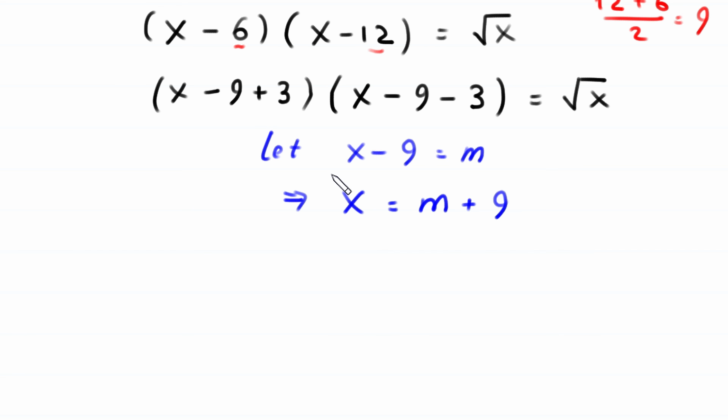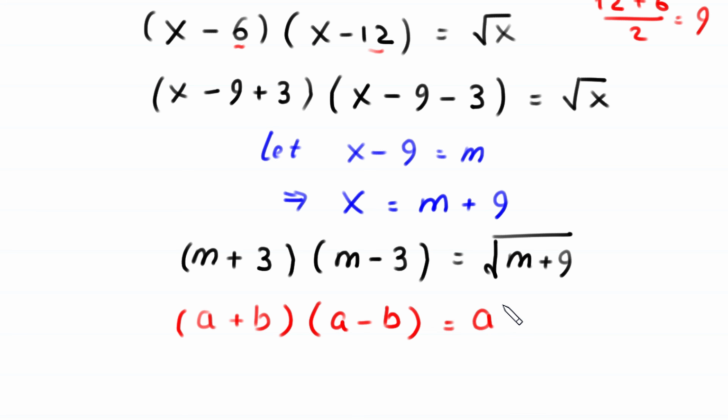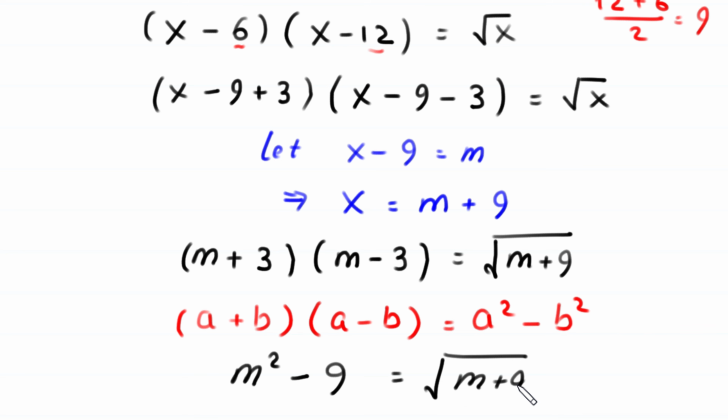So the equation will become m plus 3 times m minus 3 equal to square root of m plus 9. By using the algebraic identity, a plus b times a minus b equal to a squared minus b squared, this will become m squared minus 9 equal to the square root of m plus 9.